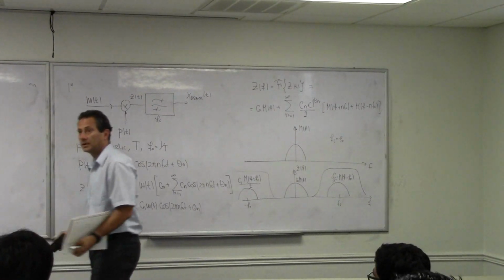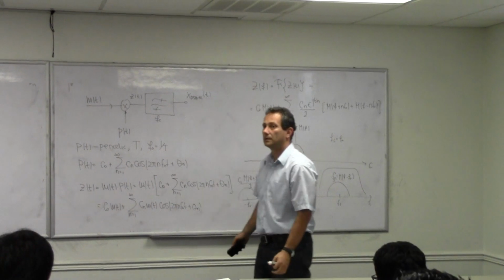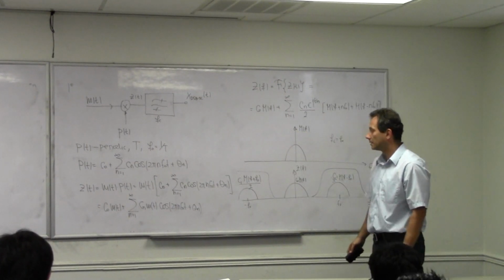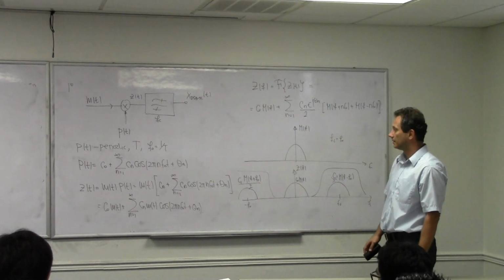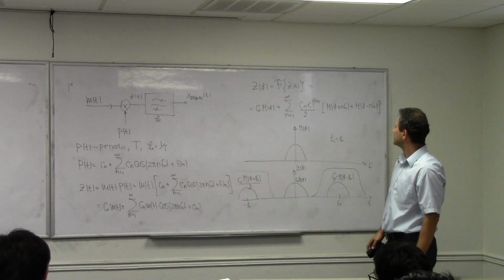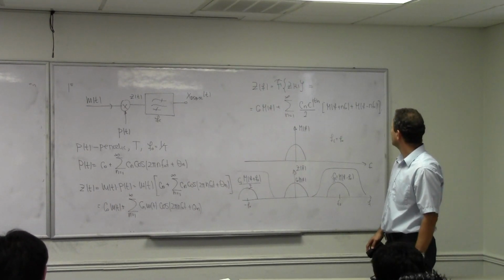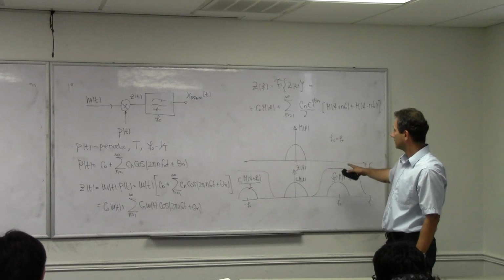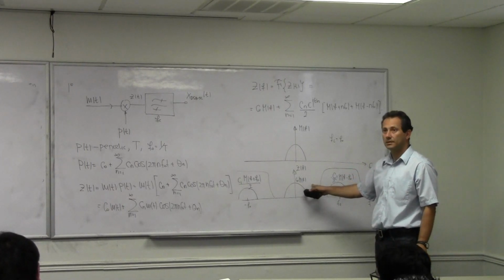Sir, I have a quick question. I might not be seeing it. You have Fm plus minus n F naught. Should the n be represented on the Z of F graph, or no? Yes.